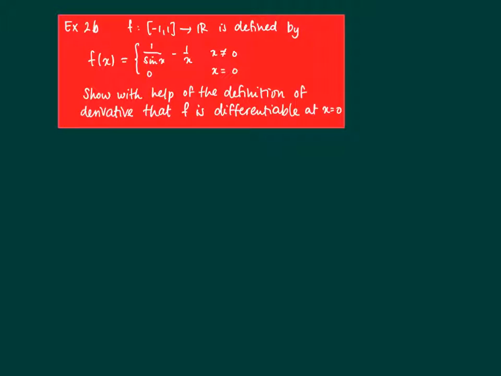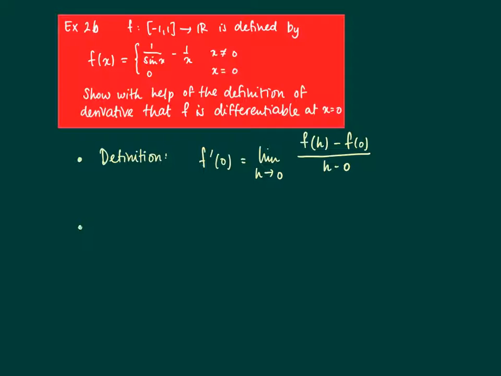In B we have the same function f, and now the question is, f is a continuous function, but is it differentiable at x is 0? Well, the definition of a derivative in 0 is f prime 0 equals the limit of h going to 0 of the differential quotient (f(h) minus f(0)) divided by h. So the question is, does this limit exist?